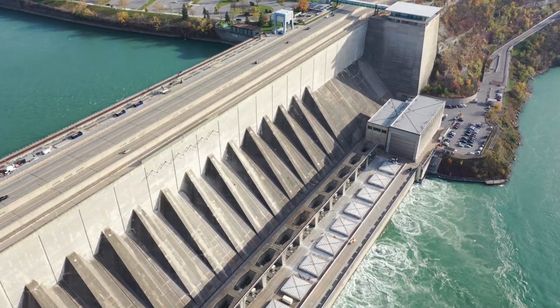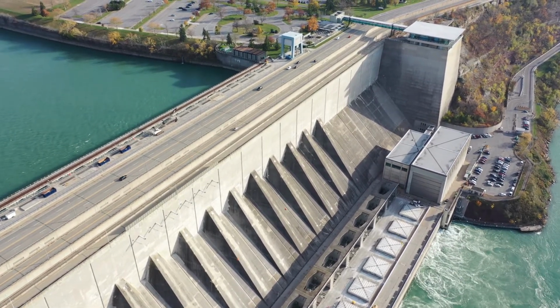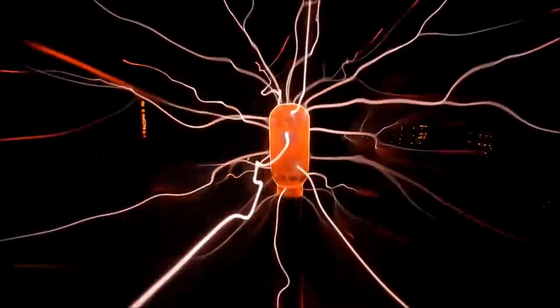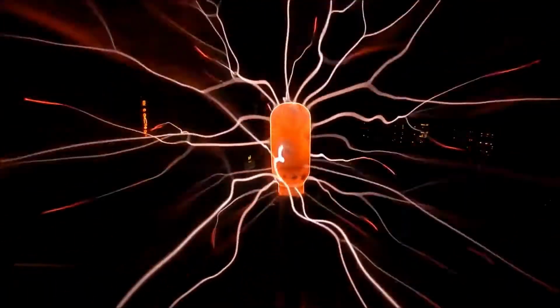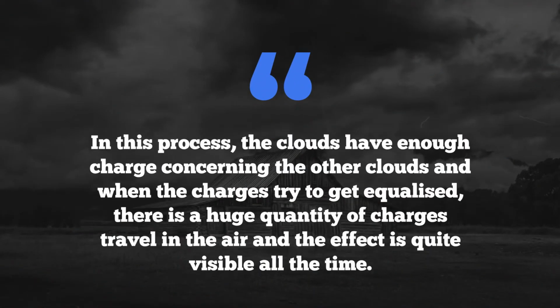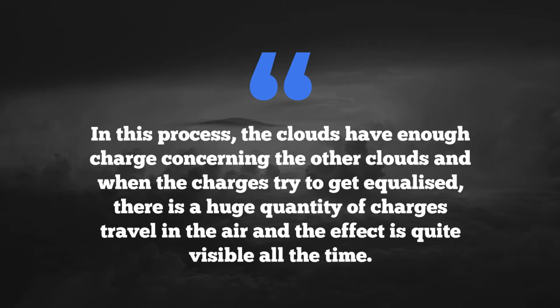Sometimes this type of discharge happens in open air, which can create an electric shock when it releases the energy, and can prove to be quite harmful sometimes. Static discharge can explain the phenomenon of lightning very well. In this process, the clouds have enough charge relative to other clouds, and when the charges try to get equalized, there is a huge quantity of charge traveling in the air, and this effect is quite visible.